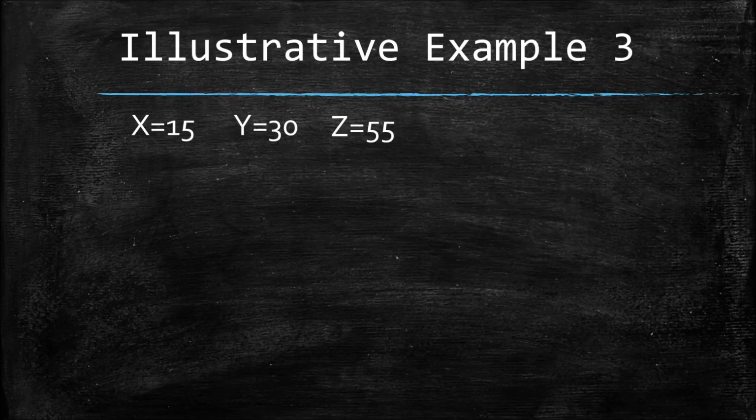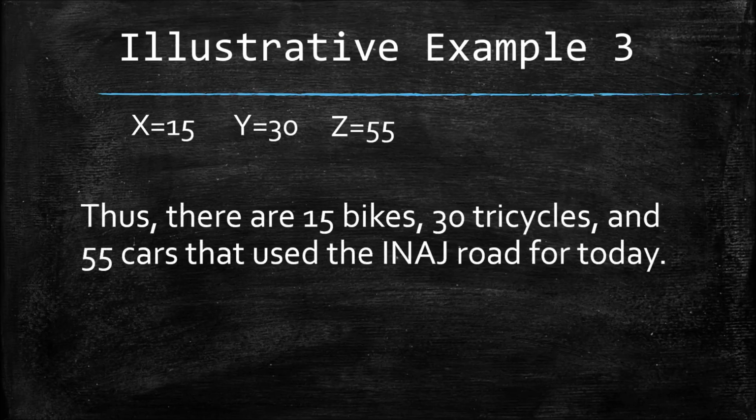So the answers are x equals 15, y equals 30, and z is equal to 55. Thus, there are 15 bikes, 30 tricycles, and 55 cars that used the Inaj Road for today.